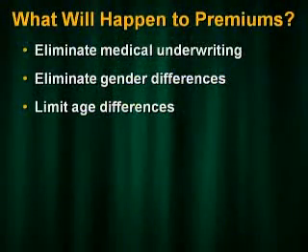What's likely to happen to premiums? Well, that depends. It depends on three big things that go on with respect to the exchanges. First, we've eliminated medical underwriting. That meant those pre-existing condition clauses don't matter. It turns out that gender differences don't matter anymore.